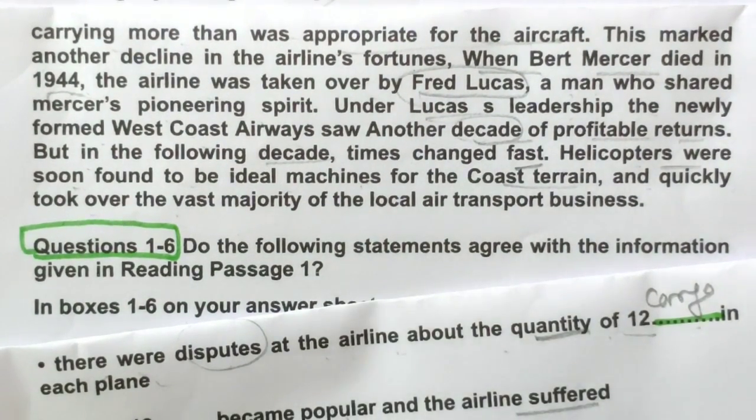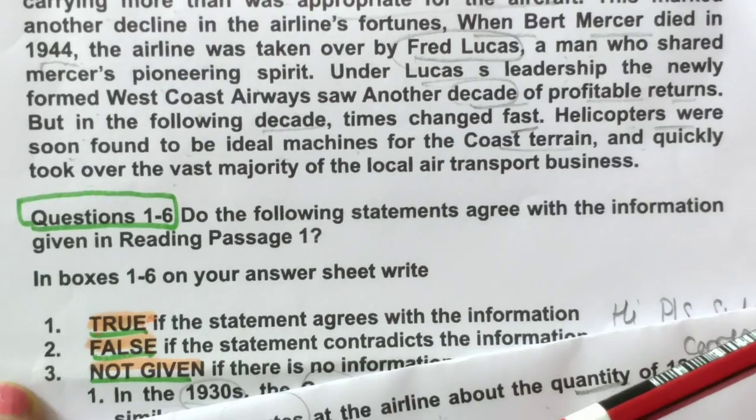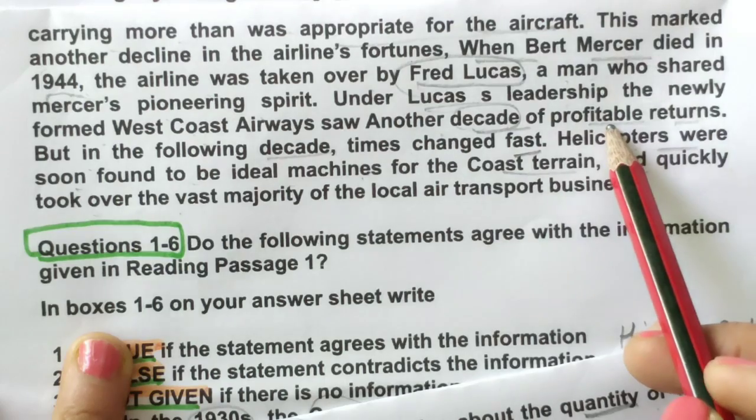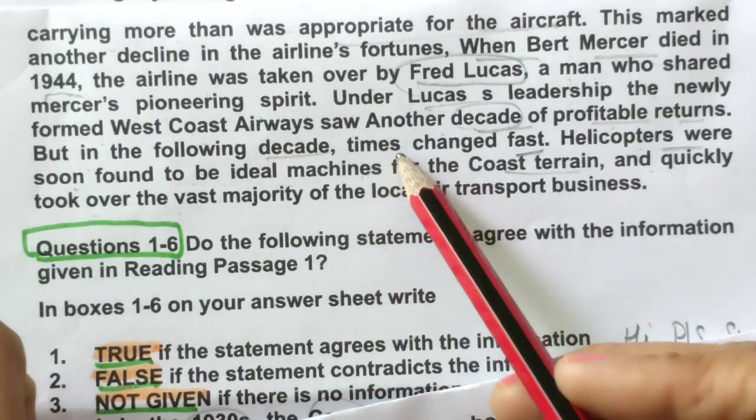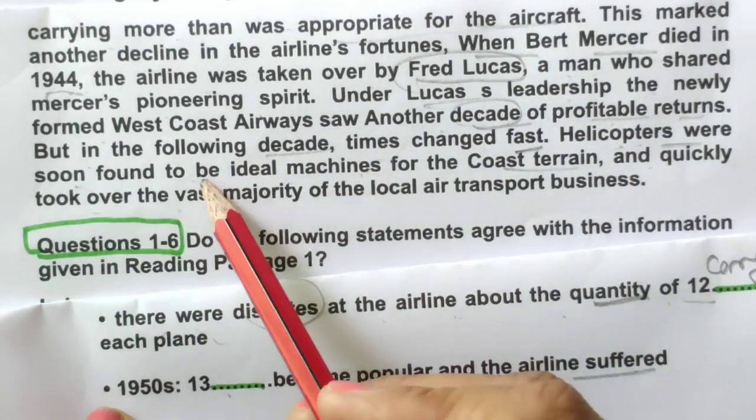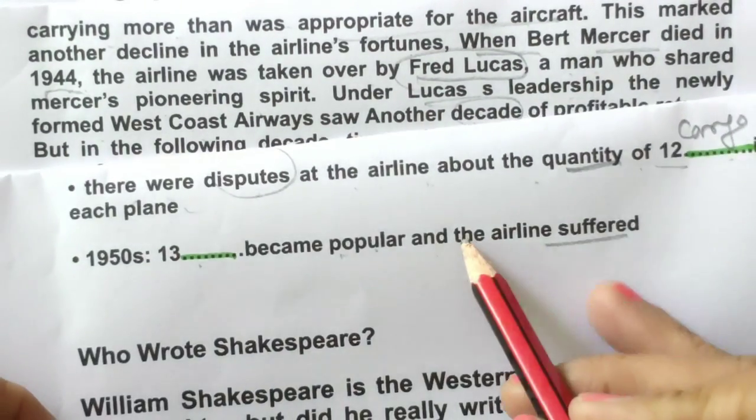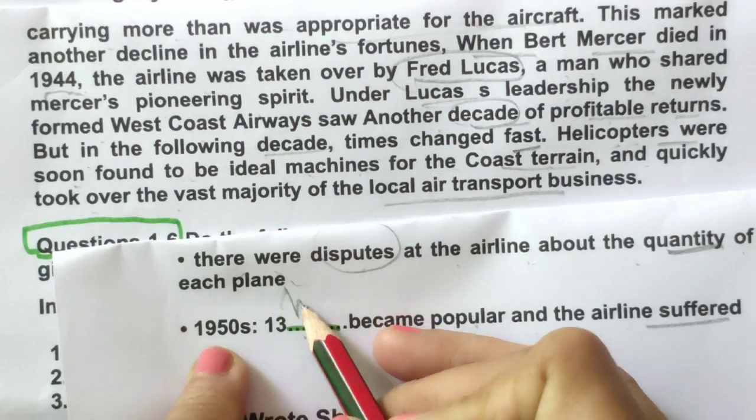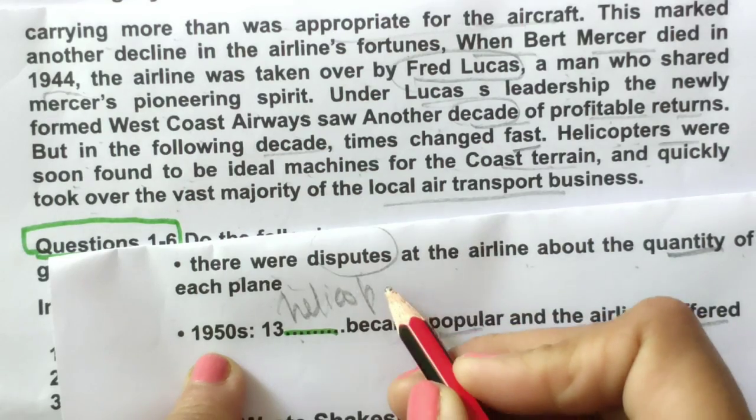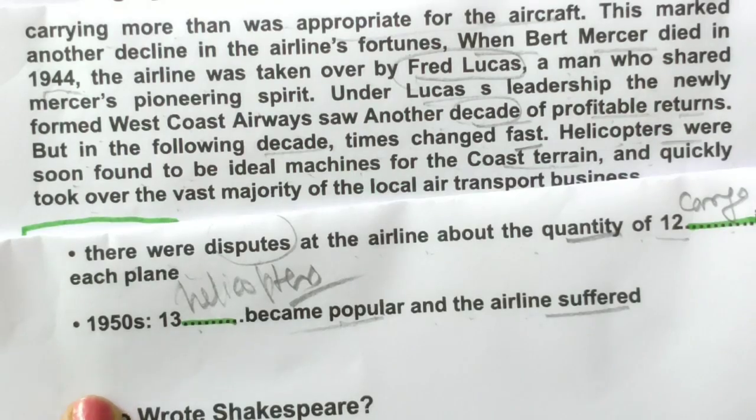So here: 1950s, became popular and the airline suffered. In this airline they have done another decade of profitable returns, but in the following decade, meaning the 1950s, they are talking about how times change fast. Helicopters were soon found to be ideal machines for the coast terrain and quickly took over the vast local air transport. And the airline suffered, meaning helicopters became popular, were found to be ideal machines, copters. So this we have completed. So next reading we will be doing in the next video.